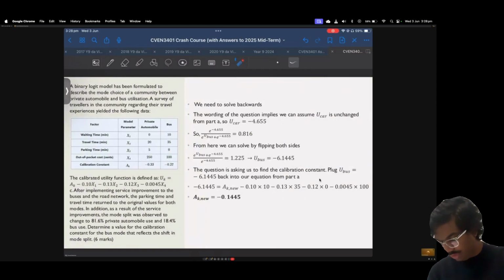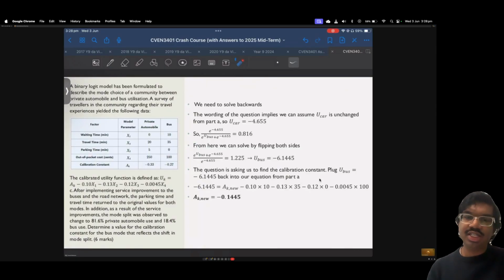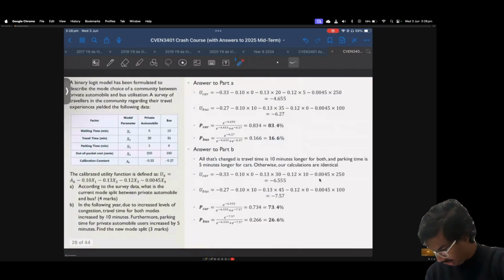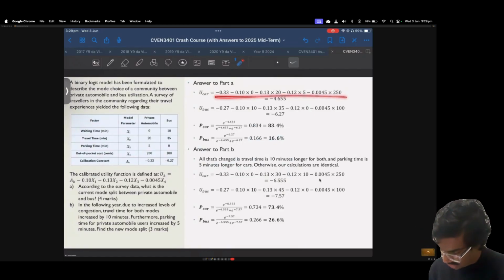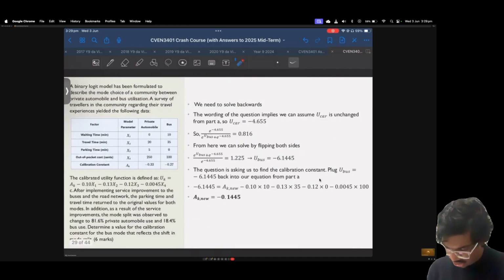Okay, so now, if you understand part A and B, part C is not very hard. After implementing service improvement to the buses and the road network, the parking time and travel time return to the original values for both modes. So we're now resetting and using the part A values. In addition, as a result of the service improvements, the mode split was observed to change to 81.6% private automobile and 18.4% bus use. Determine a value for the calibration constant for the bus mode that reflects the shift in mode split.